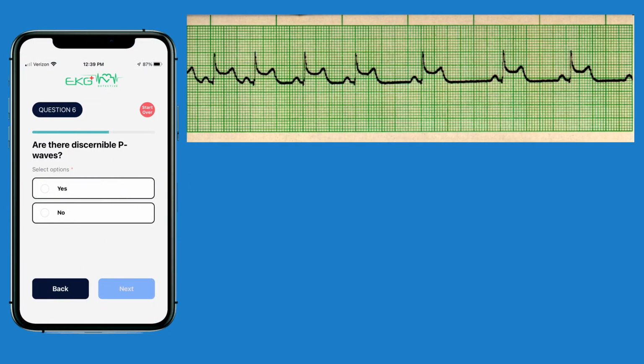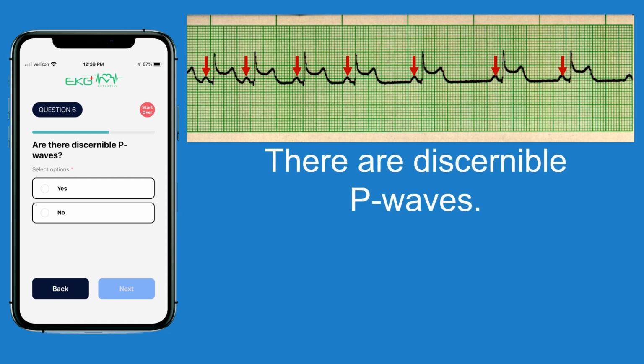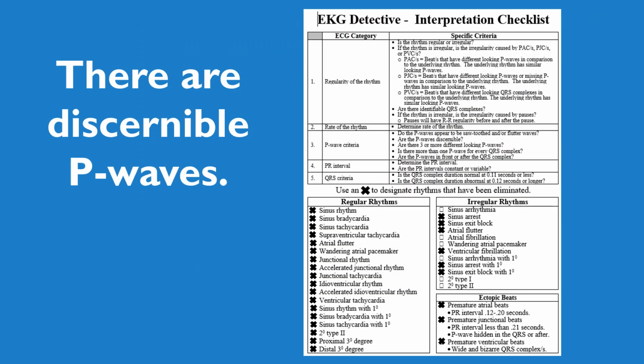Question 6 is asking if we have discernible P waves. Looking at these P waves, they appear to be very discernible and right in front of the QRS. So we will go to our app, we will select yes for discernible P waves, then we'll hit next to go to the next screen. Back to our checklist, since we do have discernible P waves, that allows us to get rid of atrial fibrillation because AFib has non-discernible Ps.